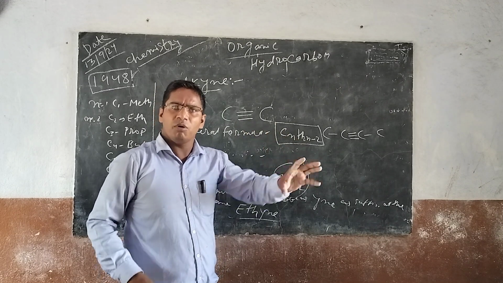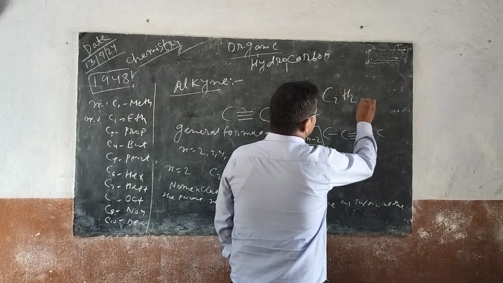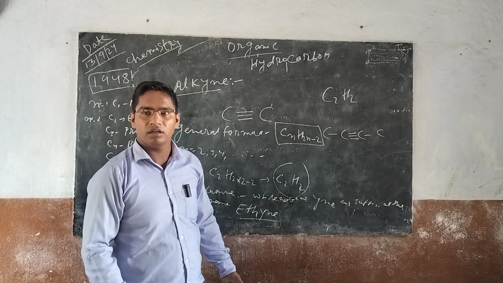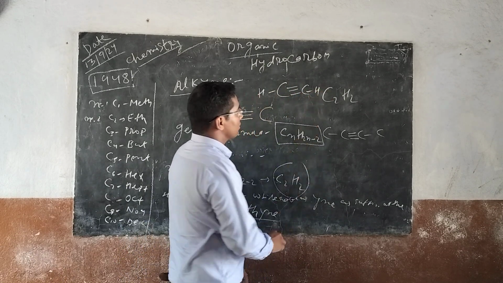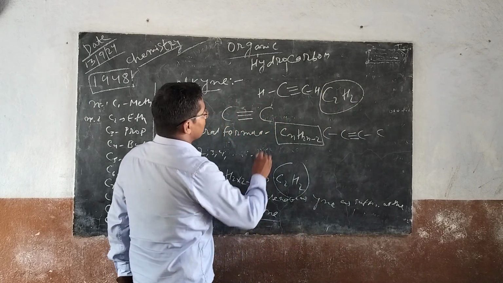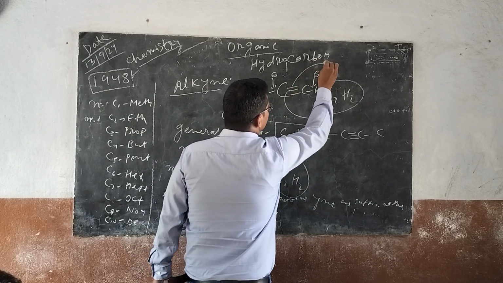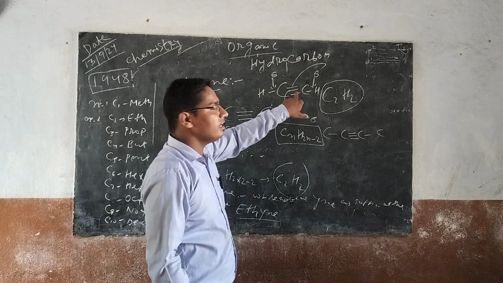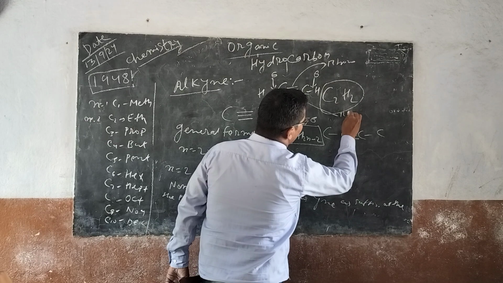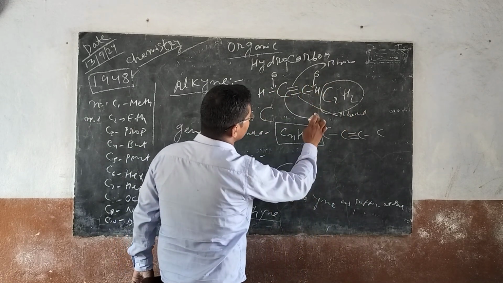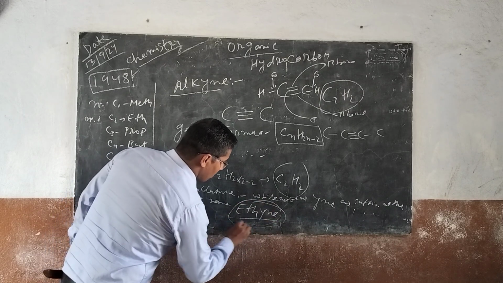This is always asked in competitive examinations: what is the common name of C2H2, and how many sigma bonds and pi bonds are in C2H2? We have to make the structure first: C triple bond C, with single bonds to hydrogen. Linear overlapping is a sigma bond and sidewise overlapping is a pi bond. So there are 3 sigma and 2 pi bonds. This is the first member of the alkyne family.